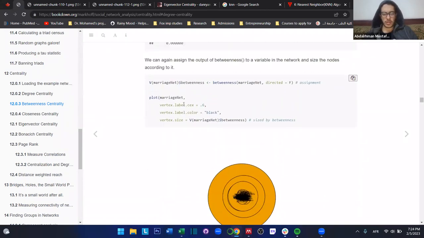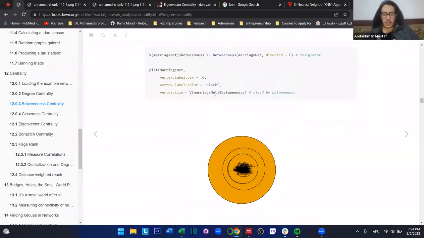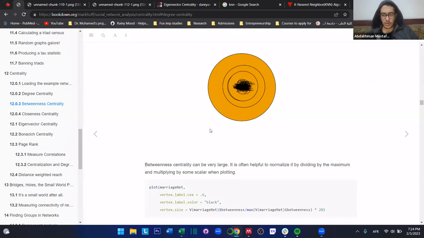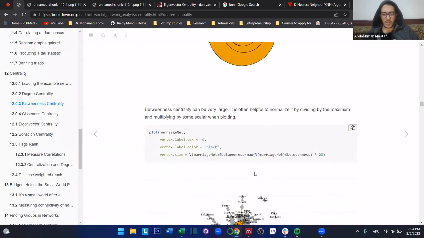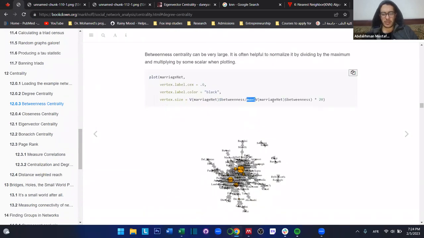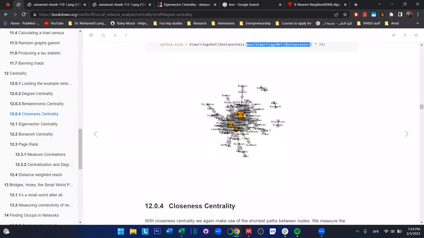We go on to try and plot the network. And I don't think they actually went on to scale this, dividing it by the very highest centrality, which was the Strozzi family, and then multiplying it by 20. So all values would be from zero to 20. And the Strozzi family would be 20 in this example. So you can find them.